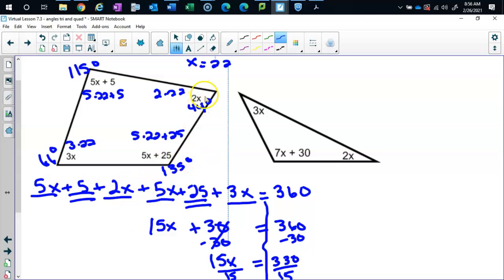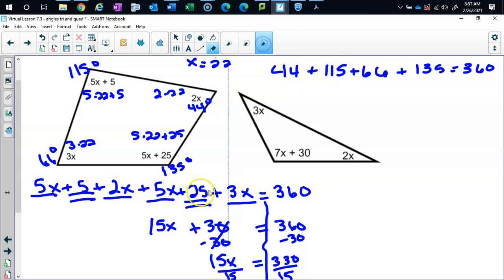How can we check to see we're right? Well, take 44 plus 115 plus 66 plus 135, and you will get 360. So that is how you solve for x, and then how you use x to help you find the angles. If you do not have that copied down, do it now. I am going to look for that when you show me your notes.